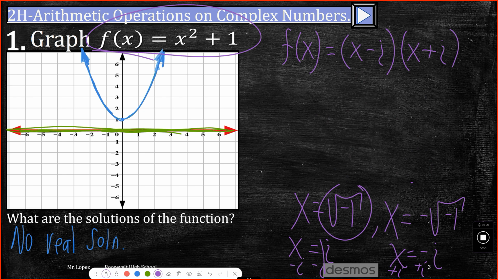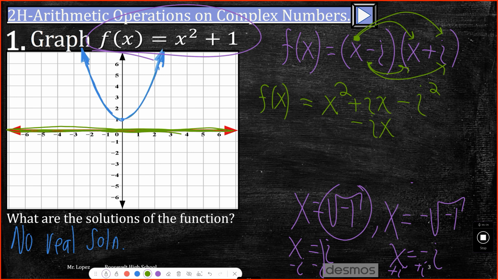And I'm going to multiply this out. Let's see what we get. What is x times x? X squared. And what is x times I? Ix. And then negative I times x is negative Ix. And then negative I times positive I: a negative times a positive is a negative, so I get negative I squared. And that is equal to f of x. In the middle, positive Ix and minus Ix cancel out.